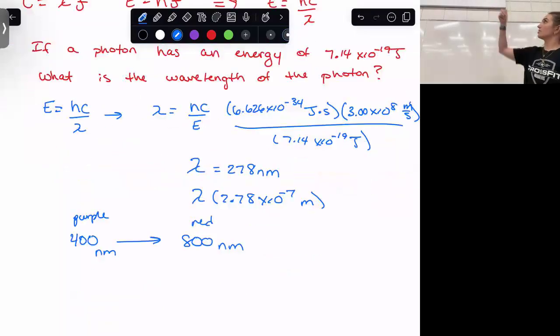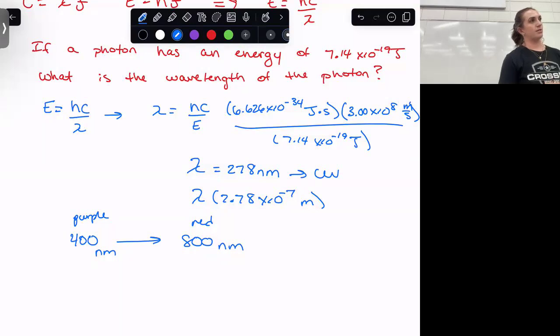So where does our 278 fall? Out of the spectrum. And what comes right after the violet? Ultraviolet, right? Probably somewhere in the ultraviolet range. Right, less than our visible range. Out of our spectrum, we wouldn't be able to see this light.